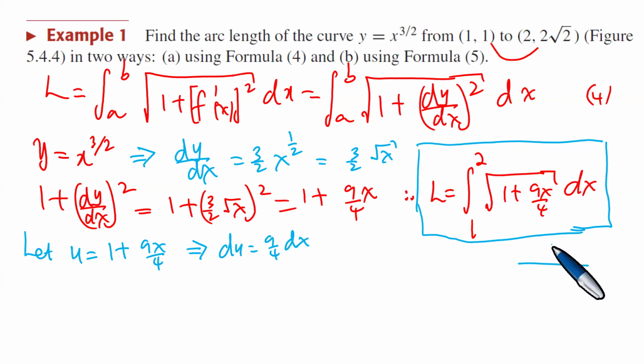Like we did last time, we draw a small cross. There are x limits of integration, but also there are u limits of integration. 1 to 2. Right, so now if x is 1 here, what is u? So you're going to have 1 plus 9 over 4. 1 plus 9 over 4 is equal to what? It's equal to 4 plus 9, which is 13 out of 4.